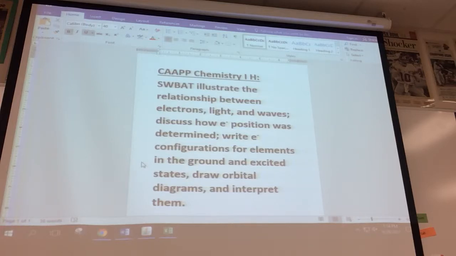Next time we'll discuss how the position of the electron was determined. We'll learn how to write electron configurations for elements in both the ground and excited states, how to draw orbital diagrams, and finally how to interpret them.